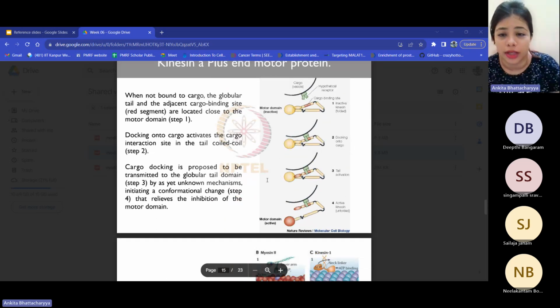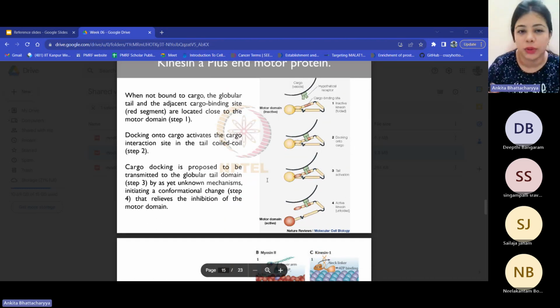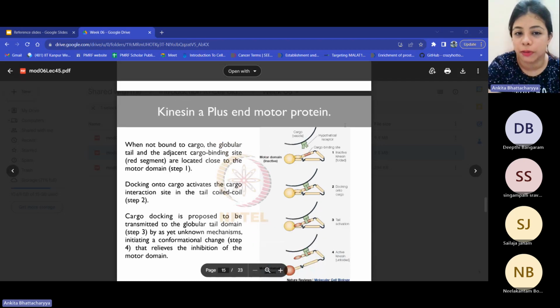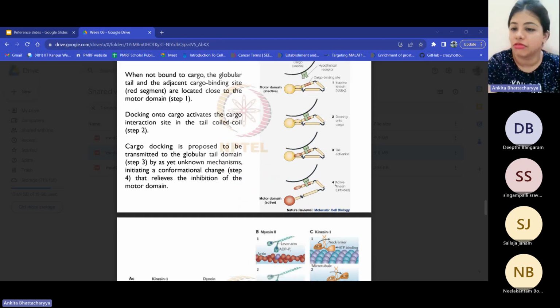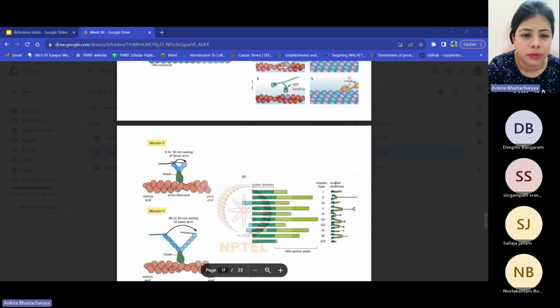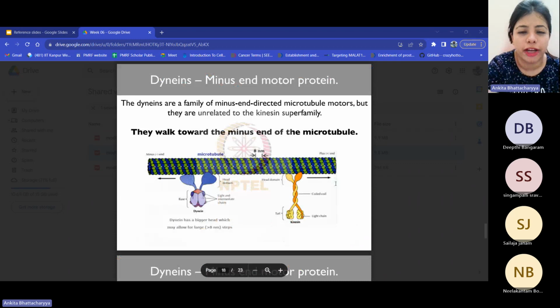Then there was the cargo docking, which was explained here. I'm not going into detail about it, as it is a slightly advanced concept, but if you want, you can refer to the papers as well. You can go through the Nature Reviews paper on how kinesin moves and get into the details. I think the myosin 4-5 topics were already looked at.